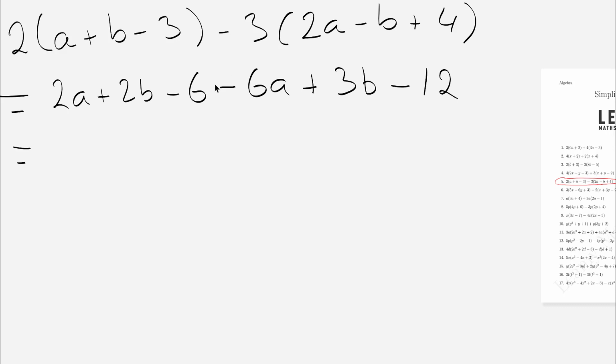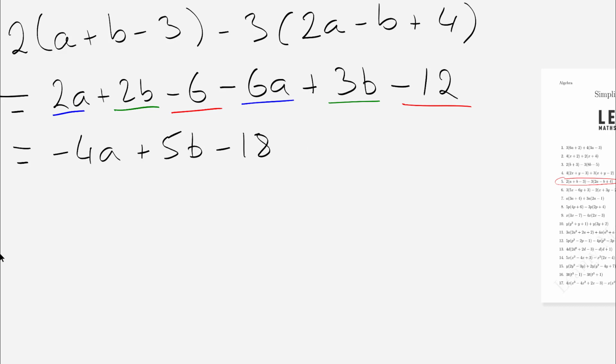The next step is the addition and subtraction, tidying it up. So the a's can get added to the a's, the b's can get added to the b's, and the numbers can get added to the other numbers. So my next line, 2a take 6a, that's minus 4a. 2b plus 3b, that's plus 5b. And minus 6 minus another 12, that's minus 18. So this is the expression tidied up as much as possible here.